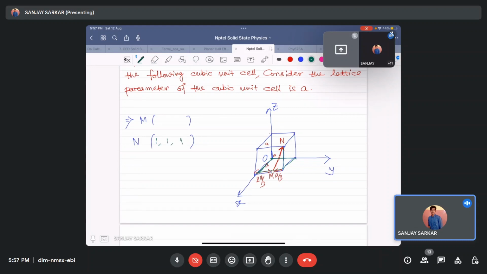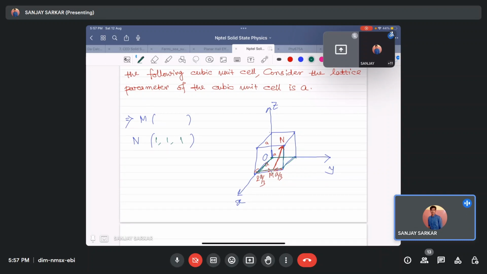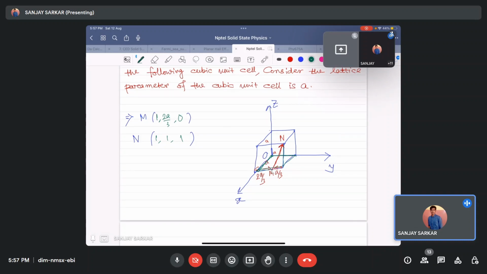Then find the coordinates of m. To find the coordinates of m, you start from here. There are different ways you can calculate this. You go along x direction 1 unit, and 2a by 3 along y direction. So 1, 2 by 3 and 0. Even if you go along this direction, 1 unit along y direction, 1 unit along x direction, so 1 1, and 1 unit along negative y direction, 1 by 3 units, it will be 1, 1 minus 1 by 3, and 0. Still it is 1, 2 by 3 and 0.